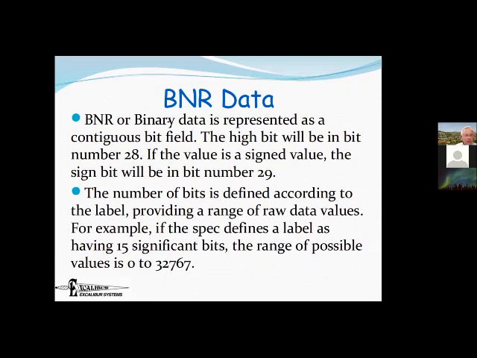Okay, actually, as always, I forget that the next slide says what I was planning to. Okay, so BNR data is a contiguous field. The sign bit is always going to be in bit 29, and then the high of the magnitude bits will be in bit 28. So, for example, if we want to have values from 0 to 32,000, that needs 15 bits, which means that we'll use from bit 29, 15 bits down.